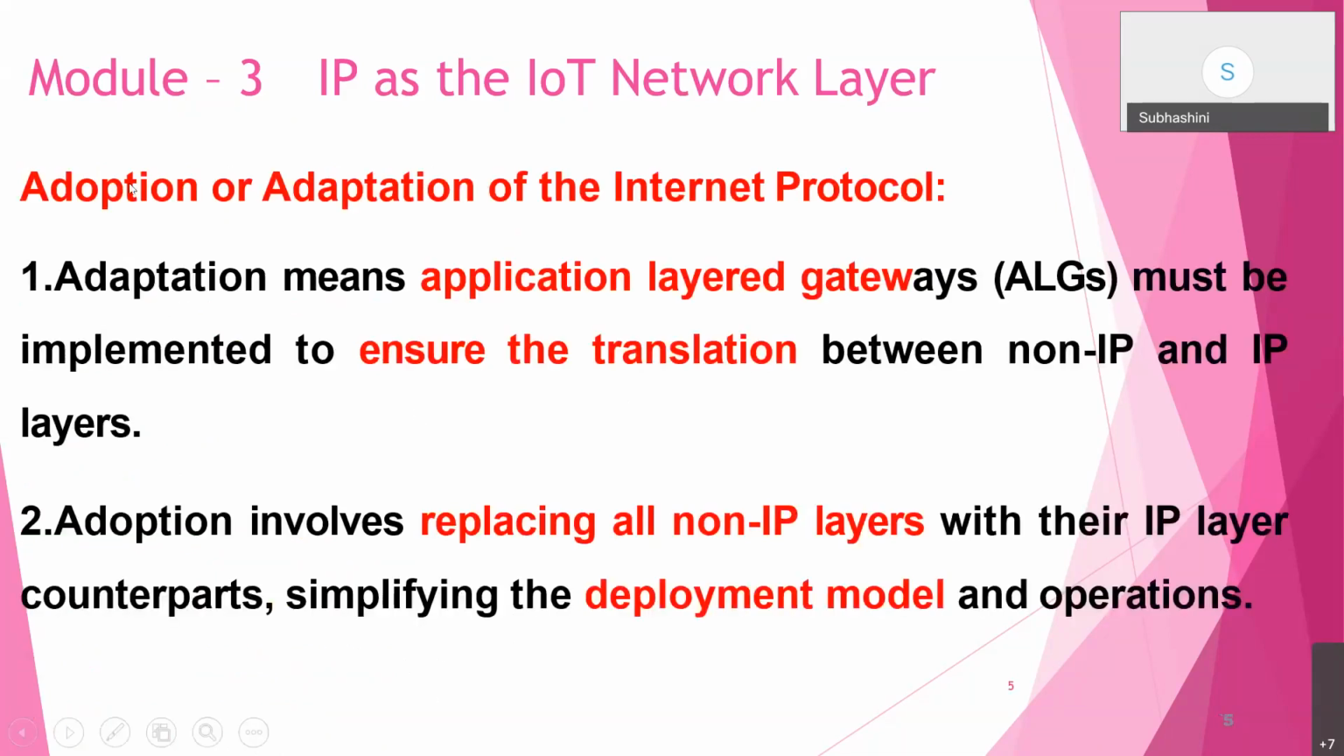So we have two models used in IP for IoT. One is the adoption model, another one is the adaptation model. What do you mean by adaptation model and adoption model? Please observe, very important. Adaptation, generally in English, adaptation means what? You have to somehow adjust, right?